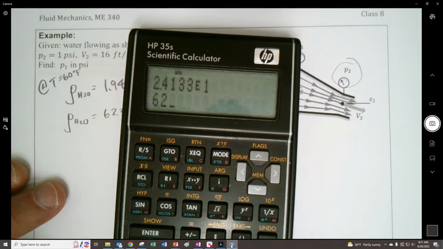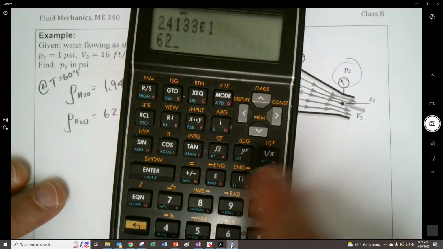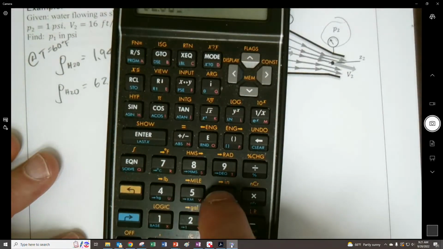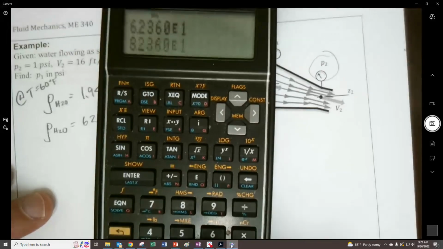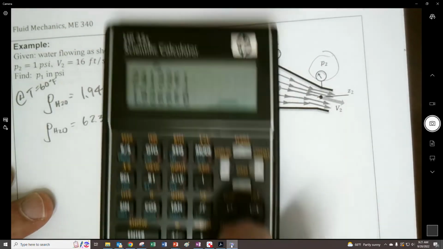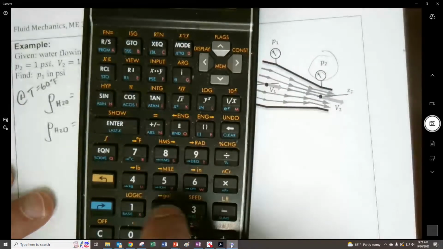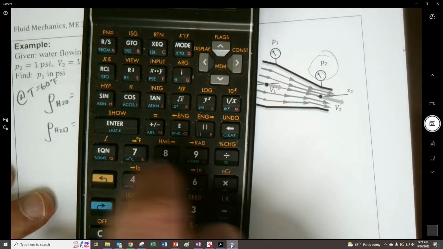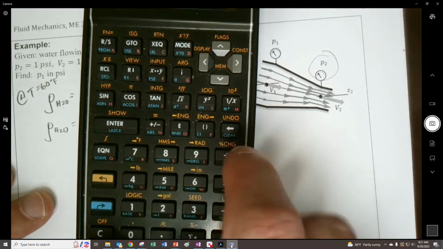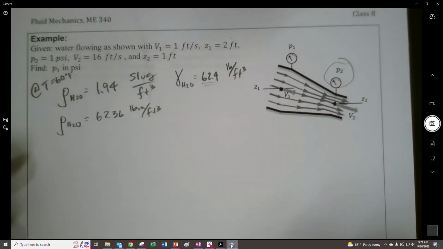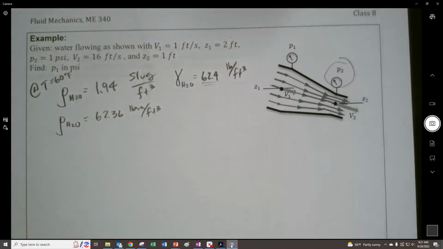Here, I'm going to teach you how to use my calculator. You go 62.36 and then hit enter, and then go 32.2 and divide, and you get 1.9366. And if you were going to be very, very specific, you could go 62.36 and divide by 32.17, and you might get even a little closer to 1.94. But one of the reasons why we're not going to answer with a ton of sig figs is because you can see there's already a little bit of variation in these things.